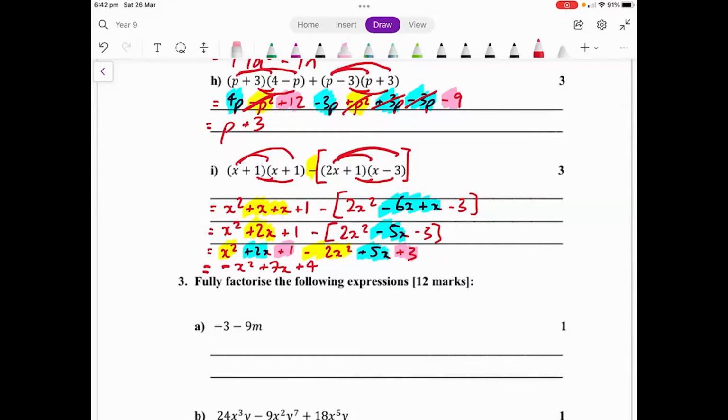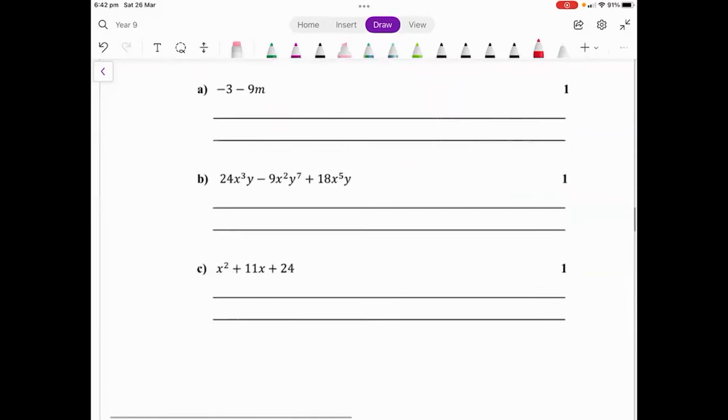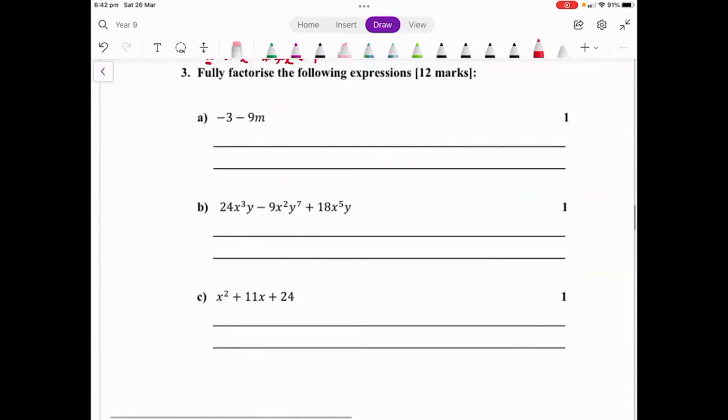Question 3a. I start by looking at minus 3 and minus 9. The highest common factor is minus 3, so I take that out the front. Then I open my set of brackets. Minus 3 times what will give me minus 3? That's 1. Minus 3 times what will give me minus 9m? That's plus 3m. Final answer, minus 3, brackets, 1 plus 3m.